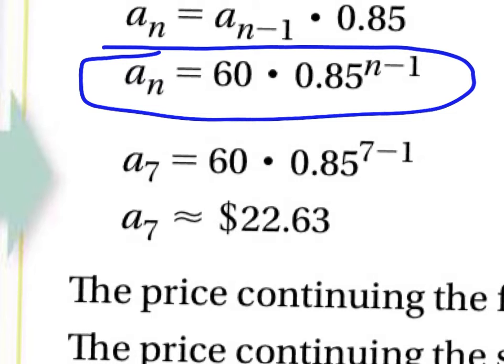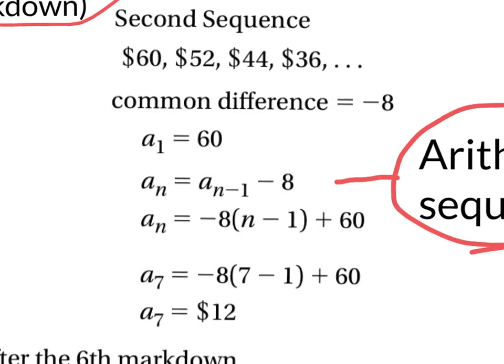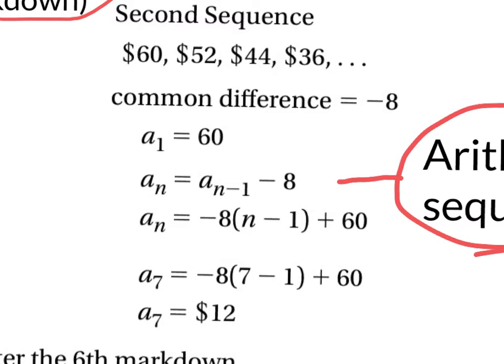If you were typing that in your calculator, we know 7 minus 1 is 6, so you'd be putting to the 6th power, which would be an easier way of doing that. Otherwise, you have to do the exponent and make sure 7 minus 1 is in your exponent, or you have 7 minus 1 in parentheses. So $22.63 for that store.